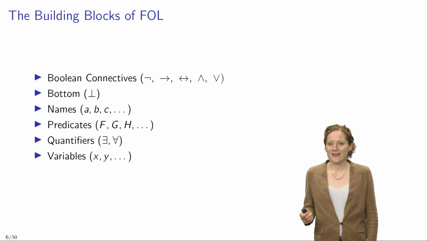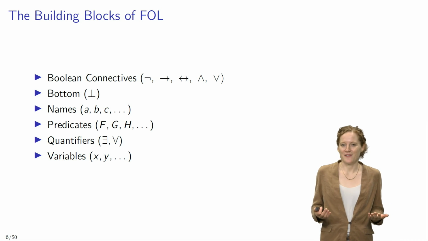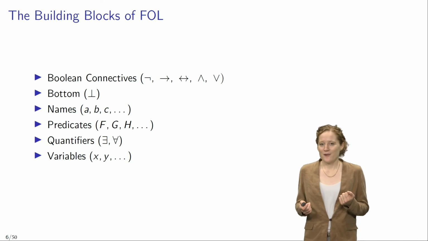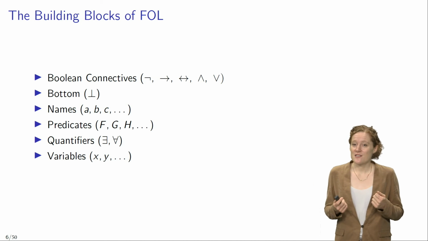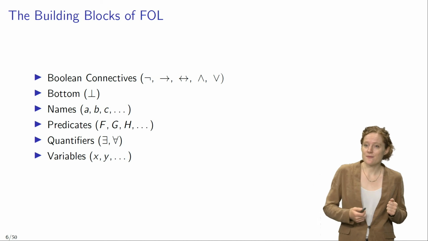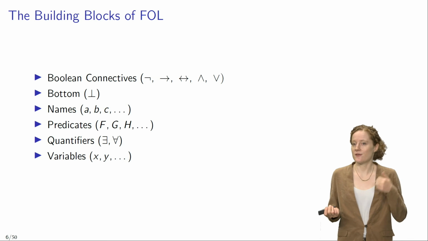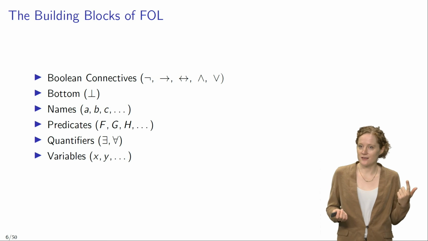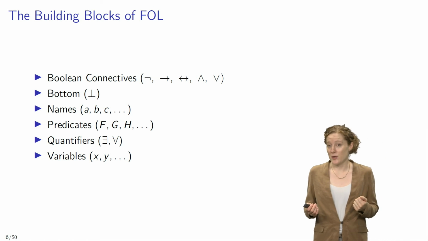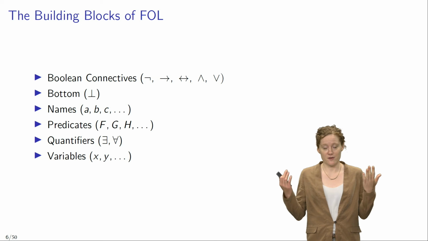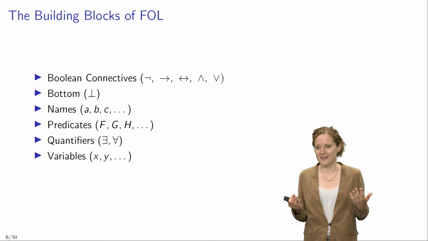So let's look at the basic building blocks of FOL. FOL has 6 basic building blocks. First, we have the Boolean connectives that we have already encountered. So we have the negation sign, the conditional, the biconditional, the conjunction sign, and the disjunction sign. Then we also have bottom, which we have already encountered, the symbol representing a contradiction.